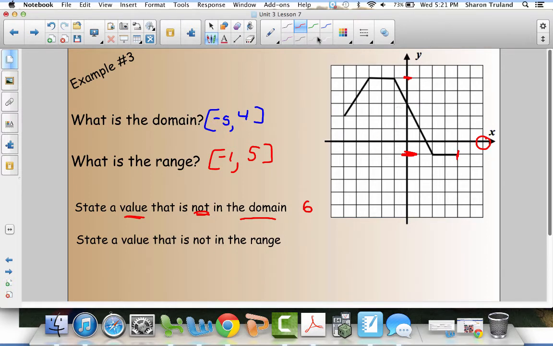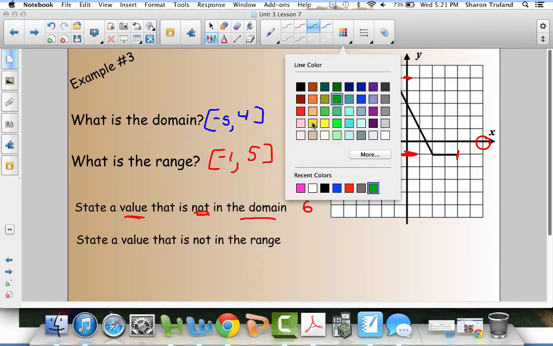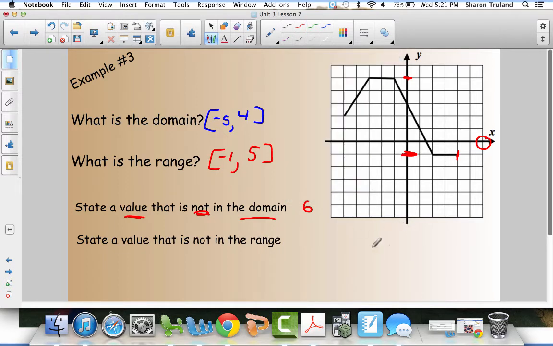How about an answer that's not in the range? Well, let's pick that color to write with. Range. My answers range from -1 to 5, so I'm just going to pick an answer that's not between -1 and 5. How about -3? Put it over here, -3. No matter what you try, you're not going to get a -3 out. There is no x value that crosses this -3 line down here.